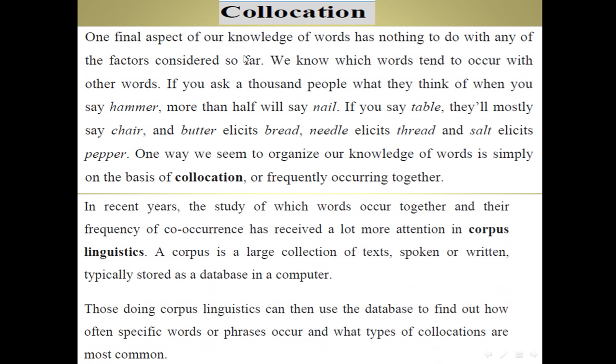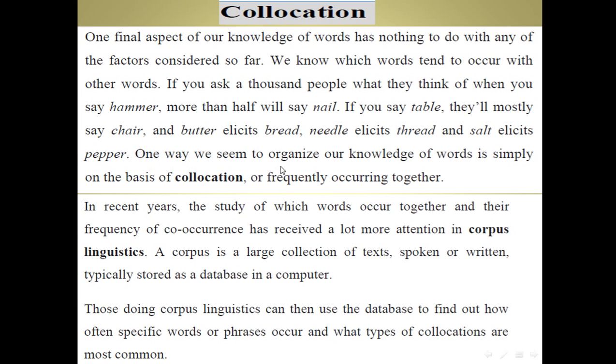Right. Here, collocation. One final aspect of our knowledge of words has nothing to do with any of the factors considered so far. We know which words tend to occur with other words. If you ask 1,000 people what they think of when you say hammer, more than half will say nail. If you say table, they'll mostly say chair. And butter elicits bread, needle elicits thread, and salt elicits pepper.